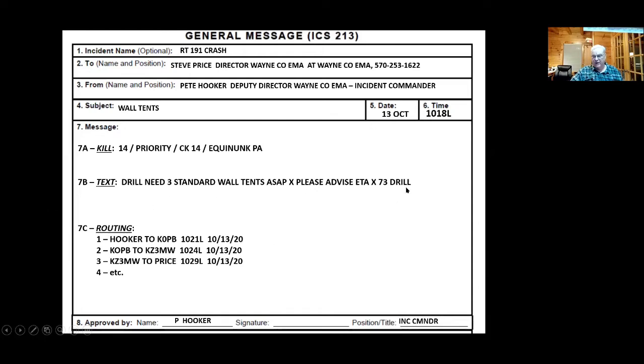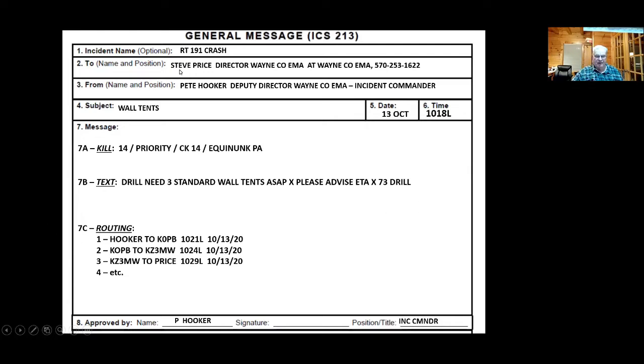I'm using drill because this is a fictitious one. Need 3 standard wall tents as soon as possible. Initial X-ray. Please advise ETA, initial X-ray, 73. And you would spell this out the same way you would normally spell out a radiogram. Drill, need, figure 3, standard wall tents, letter group Alpha Sierra Alpha Papa, initial X-ray. Please advise initials Echo Tango Alpha, initial X-ray, figure 7-3, drill.